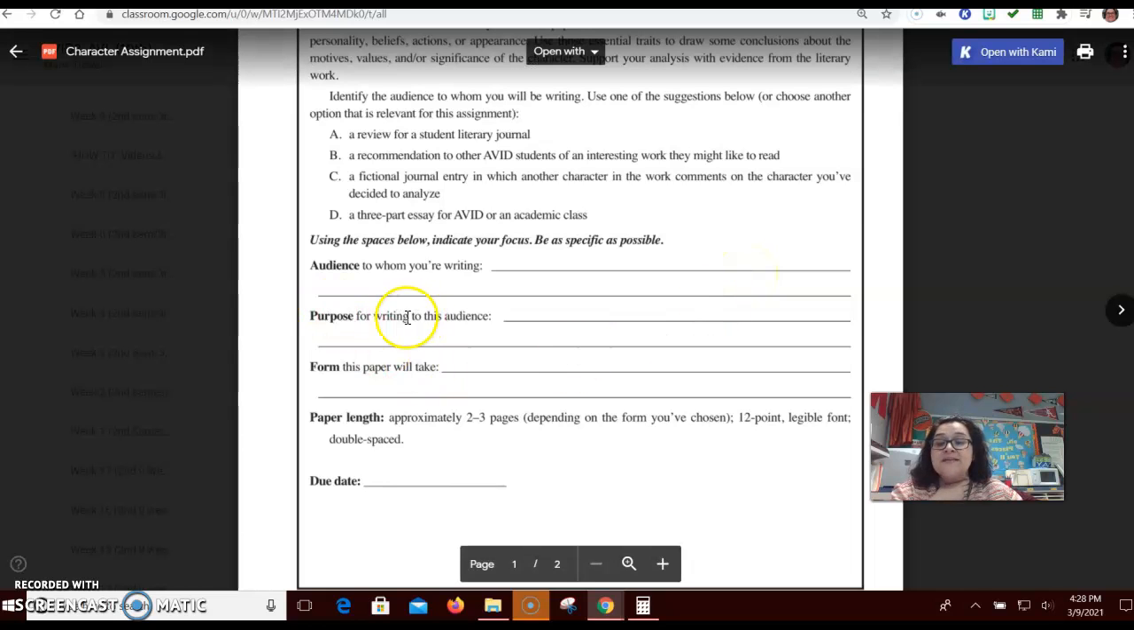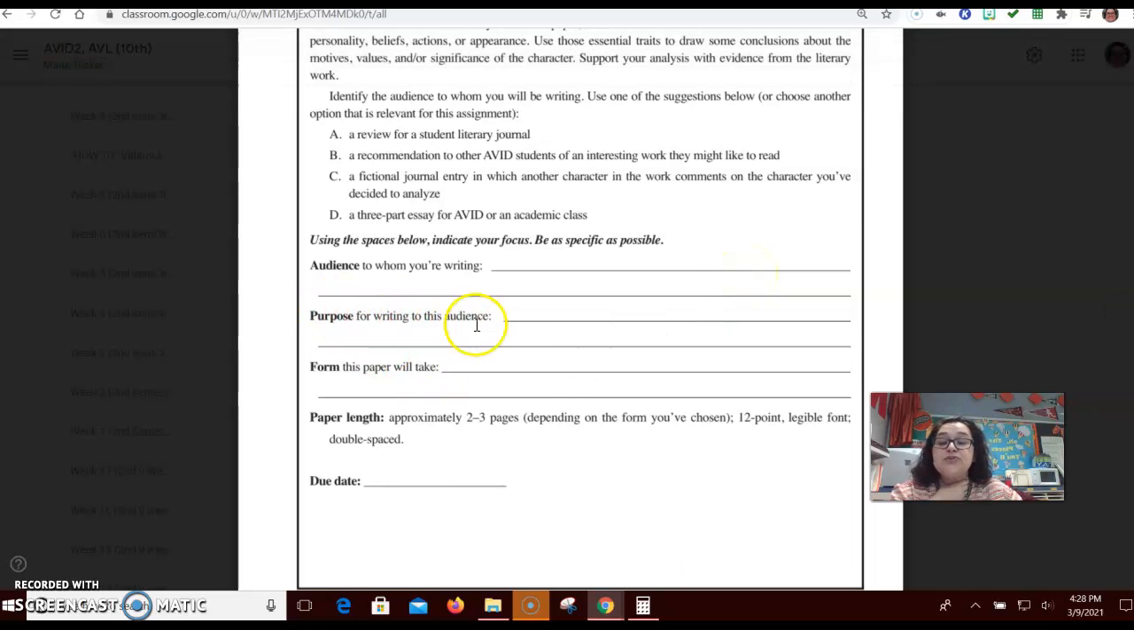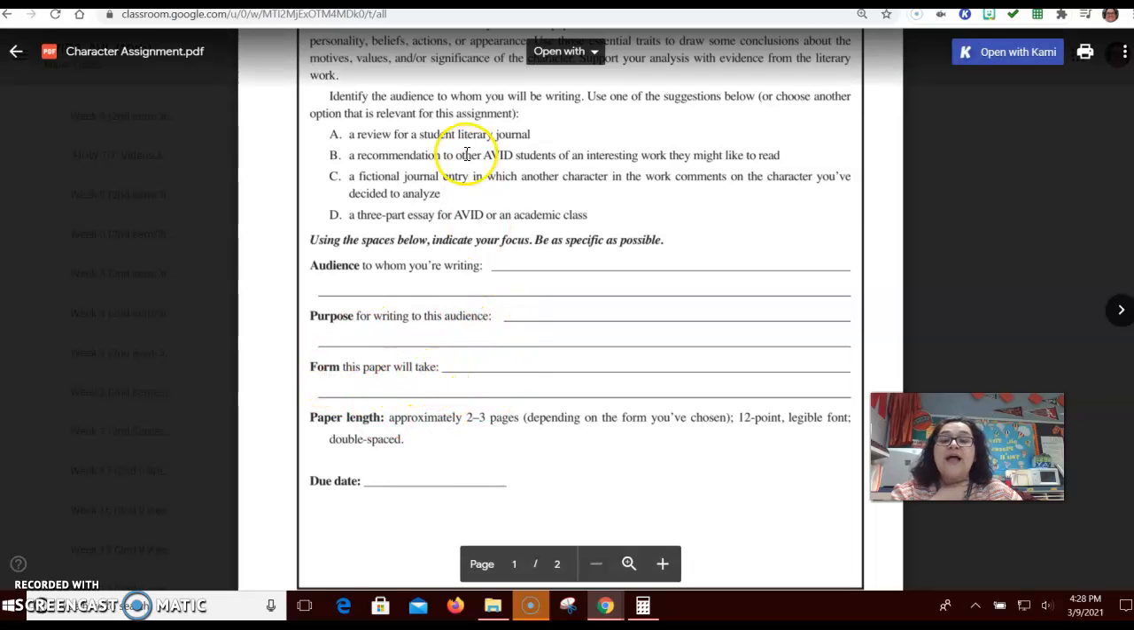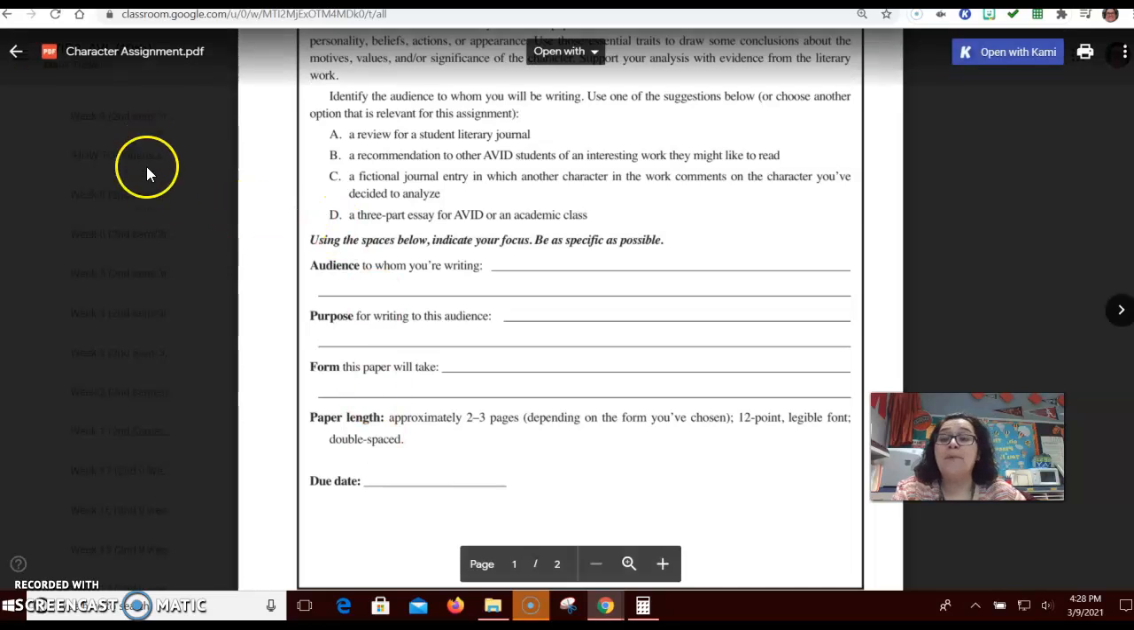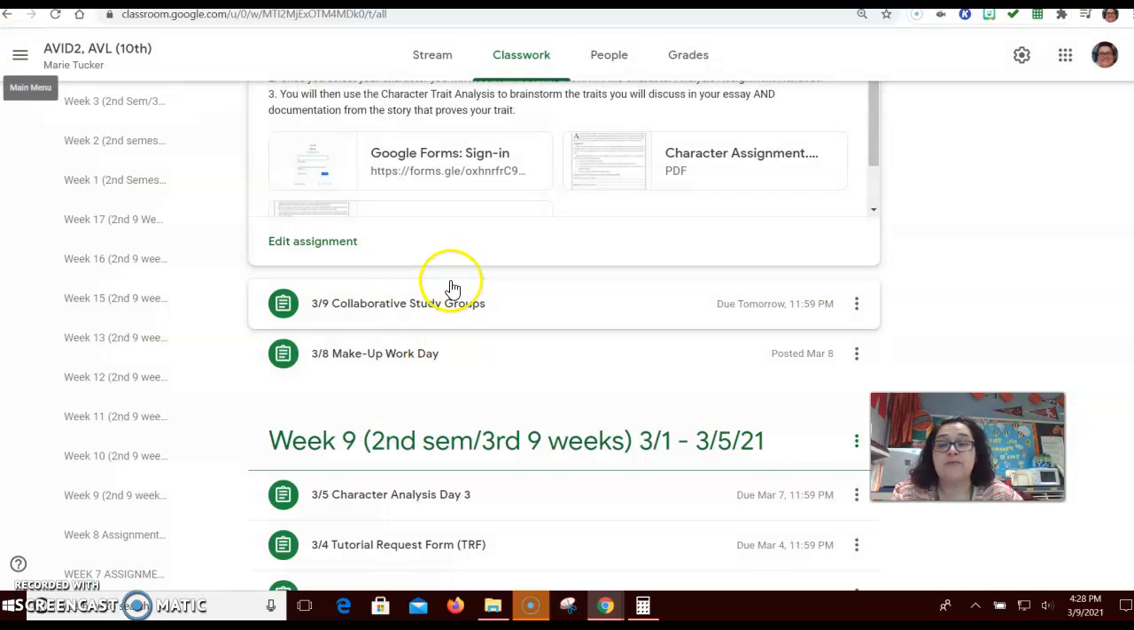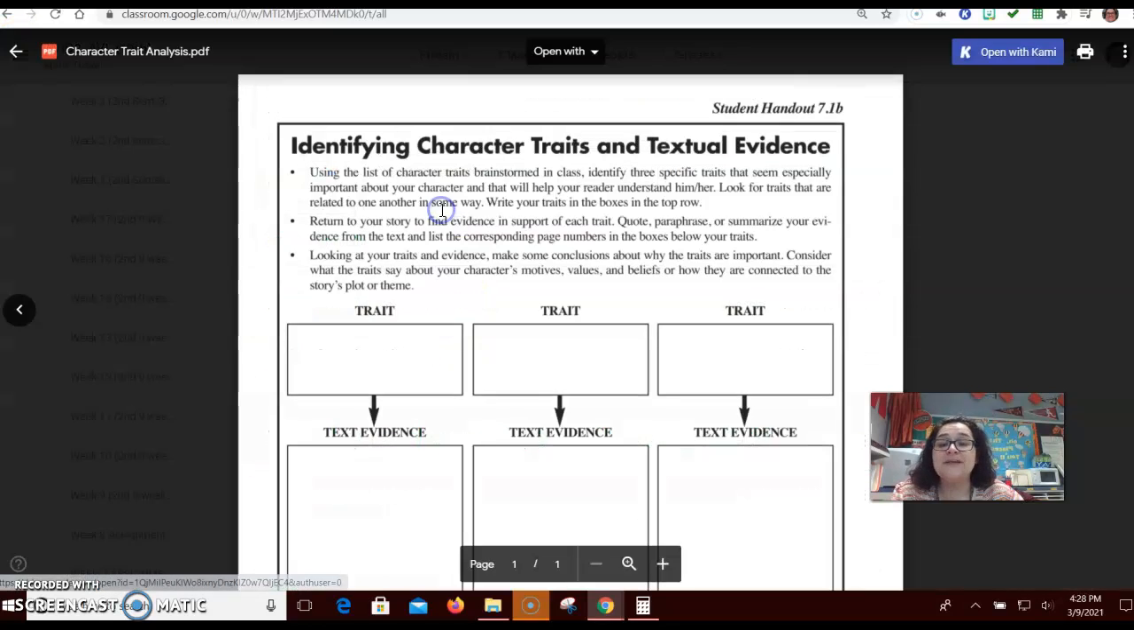So what is your purpose? What are you trying to do with this essay? The form. What will this paper look like? So will it be a review? Will it be a journal article? Will it be a journal entry? Or will it be a 3-part essay? Okay, don't worry about the due date just yet, because we're picking up on some of this when we come back from spring break. Now, once you have completed that, guys, you have decided, this is where brainstorming comes in.